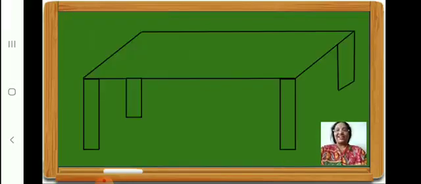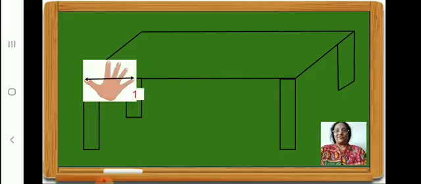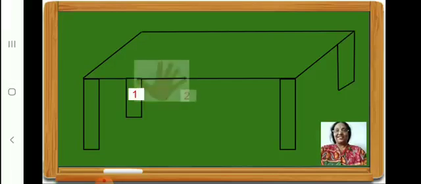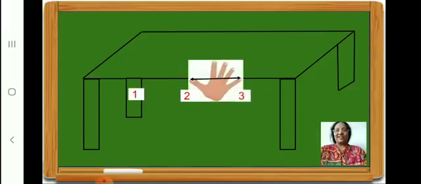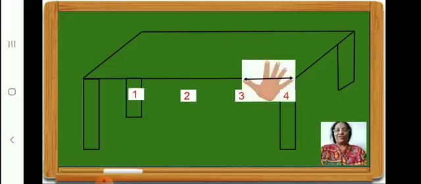Now children, let us measure this table with the help of handspan. Okay? 1, 2, 3, 4. Children, the length of this table is 4 handspan. Even you can measure the table which you have at home with the help of your handspan. Okay children?